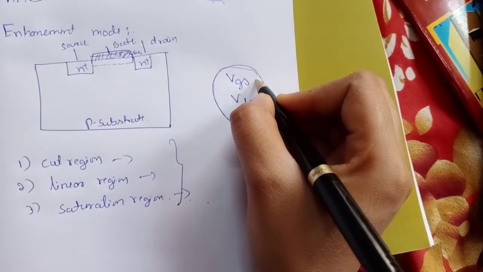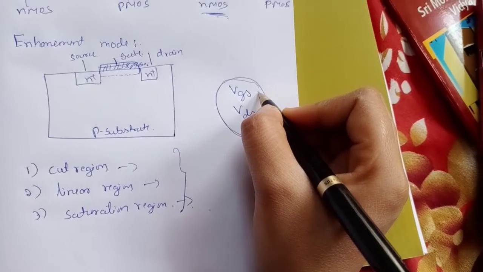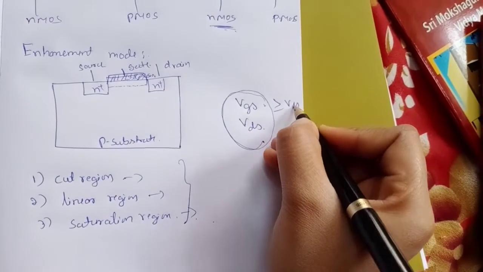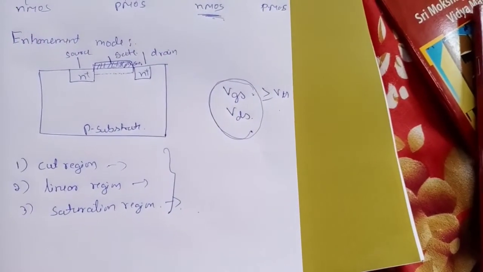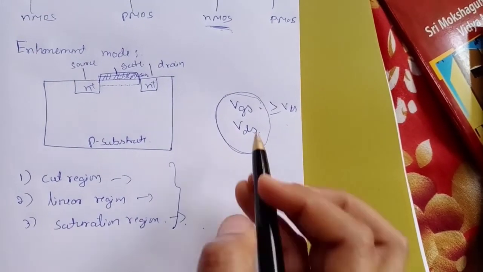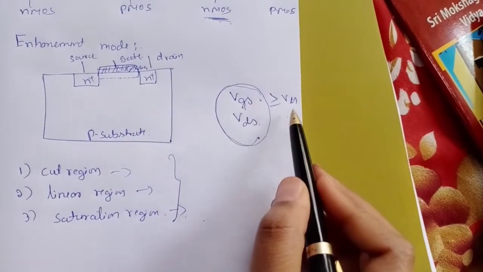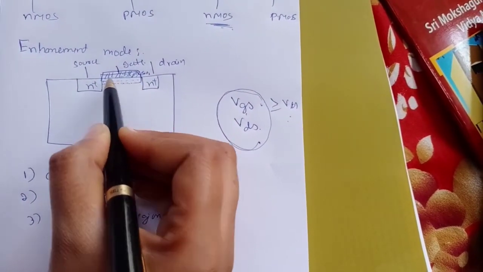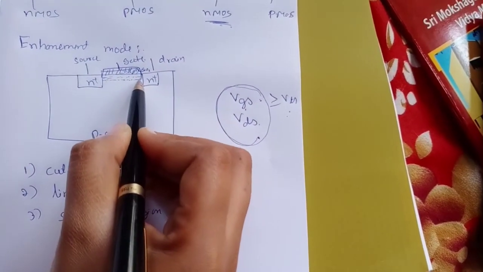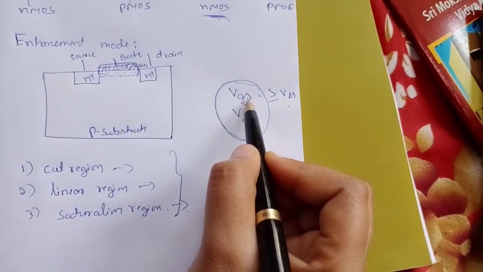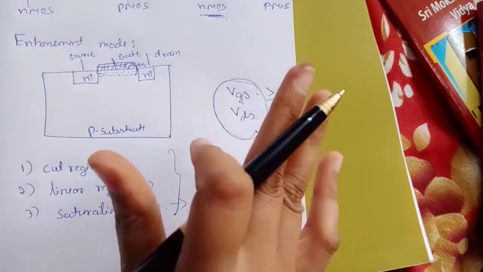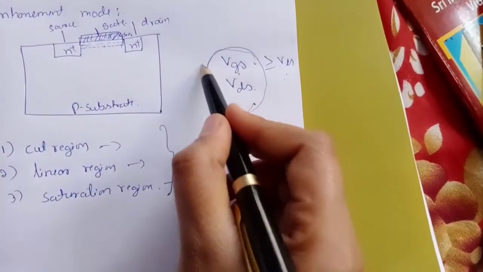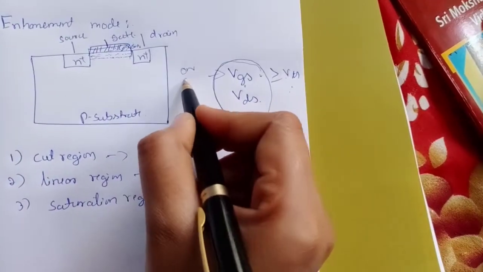If VGS is greater than VTH, then the MOSFET is in the on condition. Only when we apply a gate voltage greater than VTH will the channel get formed and the MOSFET be on. If VGS is less than VTH, the MOSFET is in the off condition. So VGS defines whether the MOSFET is on or off.